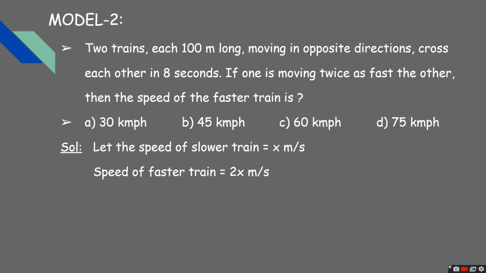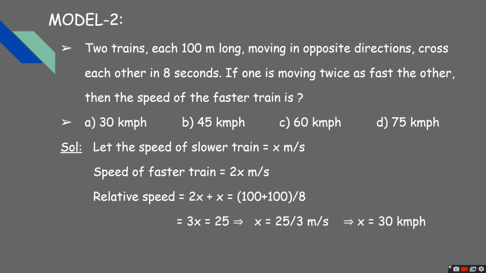As both trains are moving in opposite direction, their relative speed equals the sum of speed of faster train and slower train, that equals 2x plus x, which gives 3x. Distance covered equals the sum of lengths of the trains, that equals 100 plus 100 equals 200. We know that speed equals distance by time. Substitute speed, distance and time values, which gives 3x equals 200 by 8. We get x as 25 by 3 meter per second.